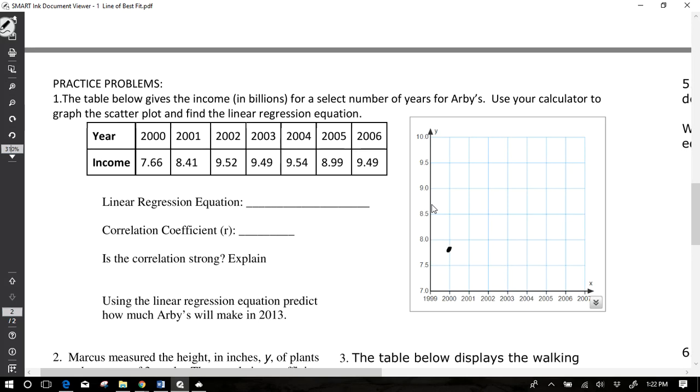However, when you go to type them into the table, remember, years are your X values, which go under L1. When you type it in the calculator, you have to do 0, 1, 2, 3, 4, 5, and 6. All right, so go ahead, pause the video, and I want you to completely finish practice problem number 1.